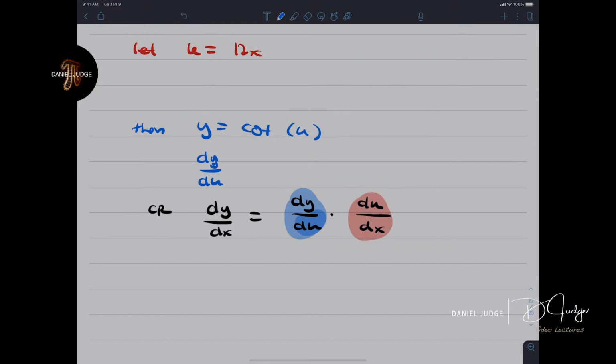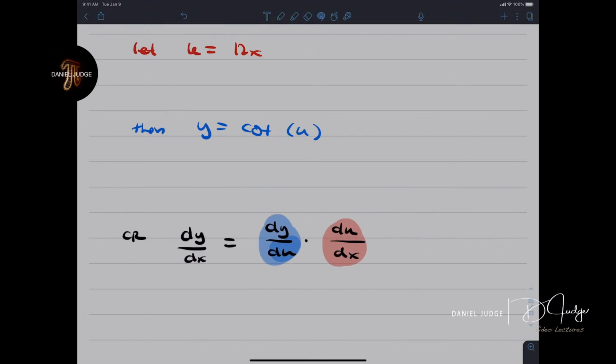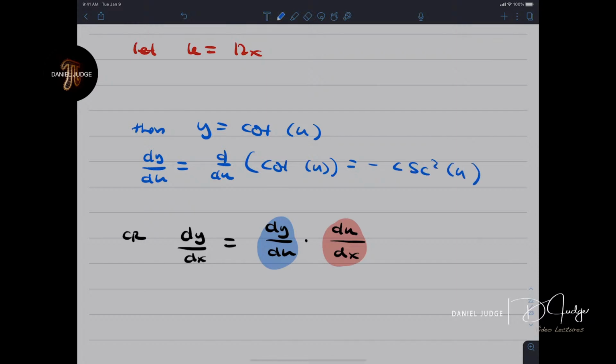Dy du is the derivative, and again, it looks like I'm going to have to change this pen soon, today. Okay, and get rid of one of those. Dy du. Derivative with respect to the u variable of cotangent. Derivative of cotangent is minus cosecant squared u. So this is minus cosecant squared u.